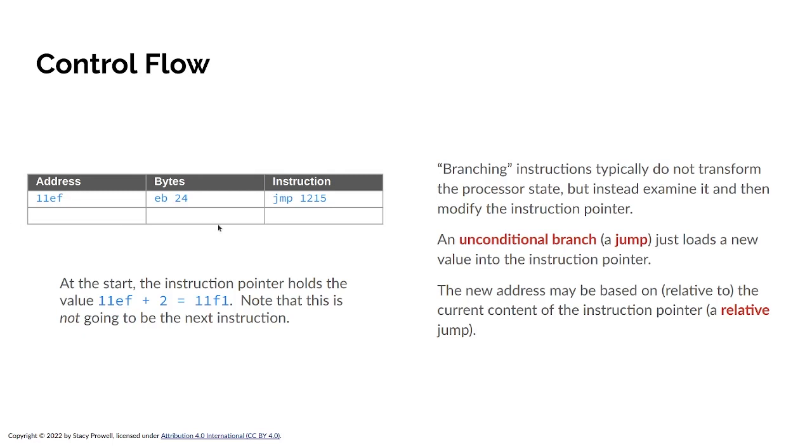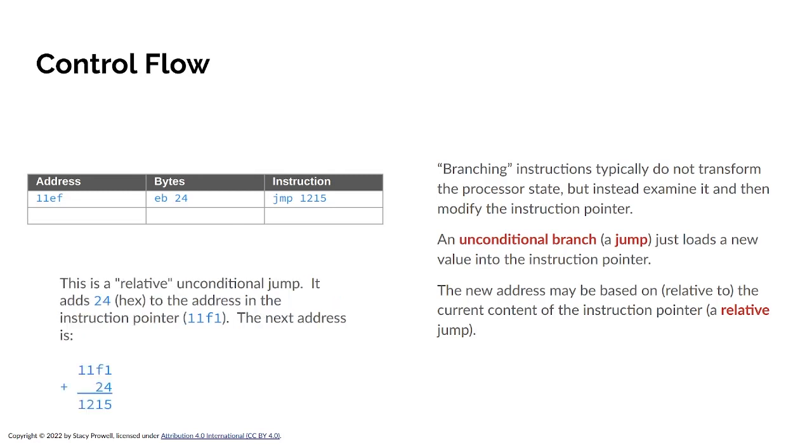And that's what RIP is going to hold during the execution of this instruction until we actually finish execution, in which case RIP will hold 1215. Okay. Now, this is a relative unconditional jump. So what it does is it takes the value 24 in hexadecimal right here, and it adds it to RIP, which we've already agreed holds 11F1. Not 11EF, but 11F1.